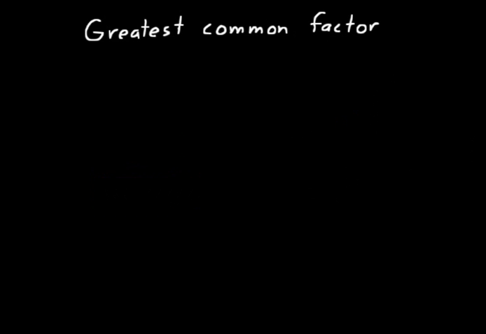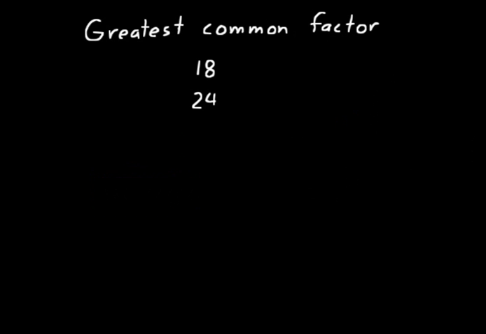Now let's talk about something called the greatest common factor. And what you're doing is you're working with 2 or more numbers, and you're trying to find the largest factor, or the greatest factor, that they both or that all of them have in common. For example, let's just say we were working with these two numbers, 18 and 24, and we wanted to figure out the greatest common factor between them.